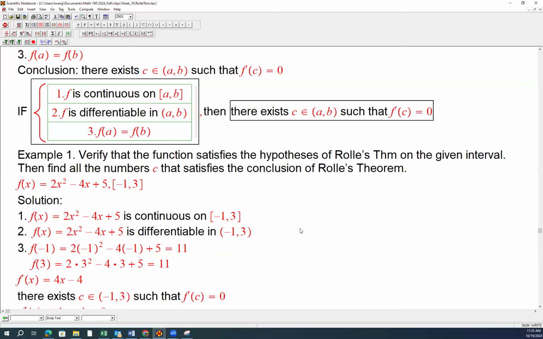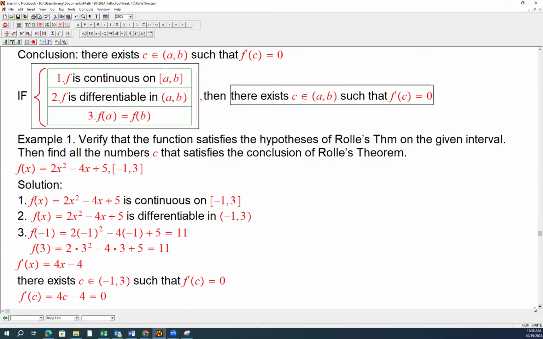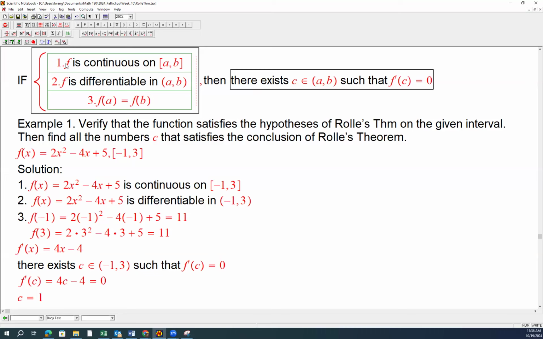All right, guys. In this clip, we would like to review Rolle's theorem and also apply it, if applicable, to a couple of examples I prepared. Rolle's theorem has three conditions. First, the function has to be continuous on a closed interval. Secondly, it must be differentiable on an open interval. Thirdly, the function's value at the endpoints must be the same.